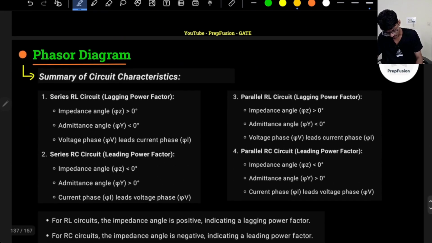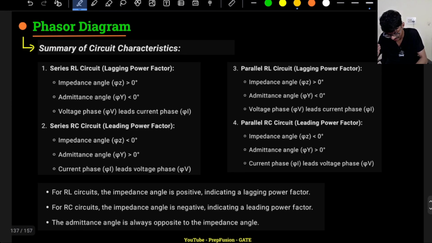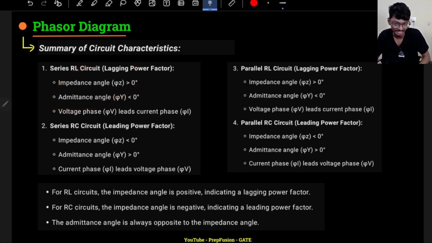Now, this is basically a summary, and as it is written, I will not explain much. If it is a series RL circuit, that means your impedance angle is positive. Whenever it is a lagging circuit, your impedance angle will always be positive, your admittance angle will be negative, and your power factor angle will also be negative, because voltage will lead the current and I measure with respect to current. So that's why it is a lagging power factor. For leading, the impedance angle will be negative, the admittance angle will be positive, your power factor angle will also be positive, and current will lead the voltage.